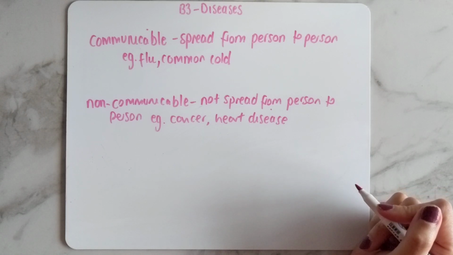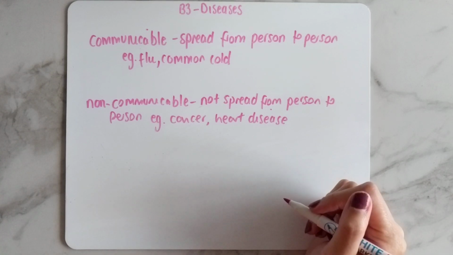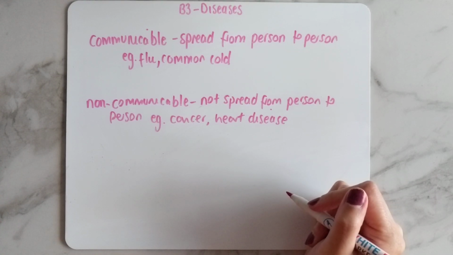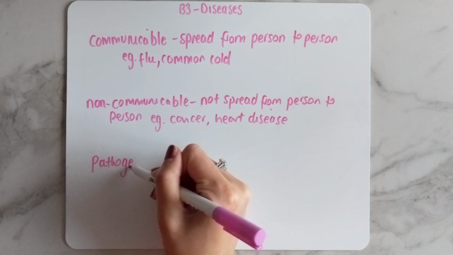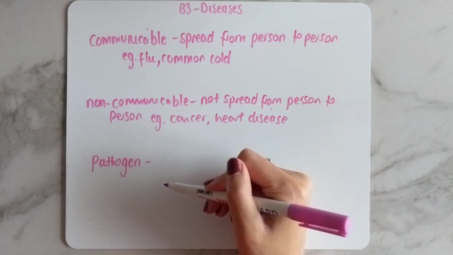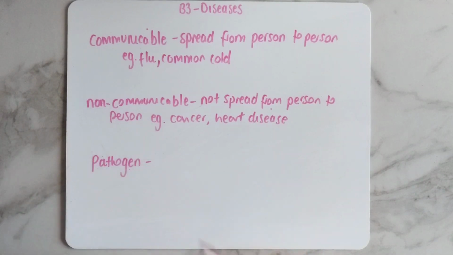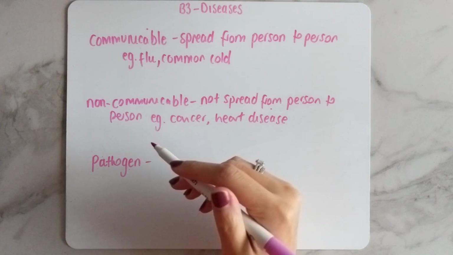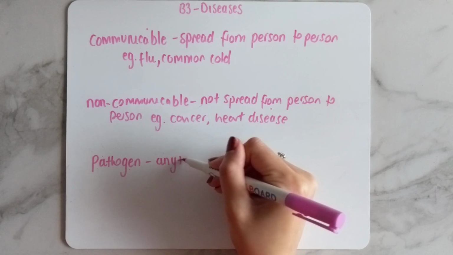Okay, so the main ways that pathogens are spread from person to person. Pathogen meaning anything that causes disease or anything that causes infection. Bacteria and viruses, they both come under the term pathogen. So anything that causes disease.